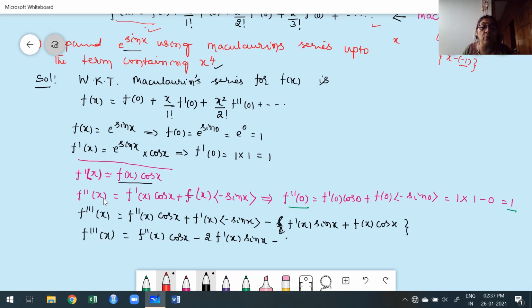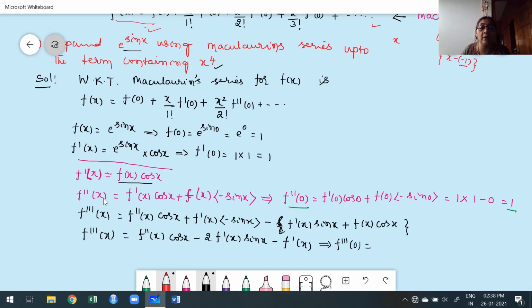I told you, before moving to the next step, as far as possible, let's simplify with the help of the previous derivative. Now, f of x cos x is what actually? f dash of x. Why don't you replace it by f dash of x? Because suppose you leave it as itself, I go for the product rule. But the derivative of f dash of x is what? f double dash of x. Now, I'm going to find out the corresponding value, f triple dash of 0.